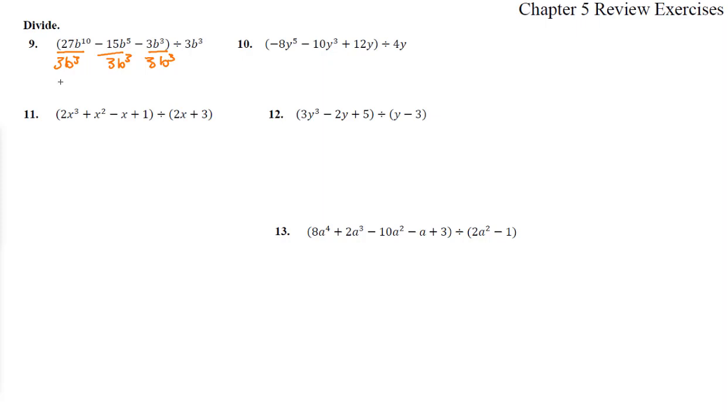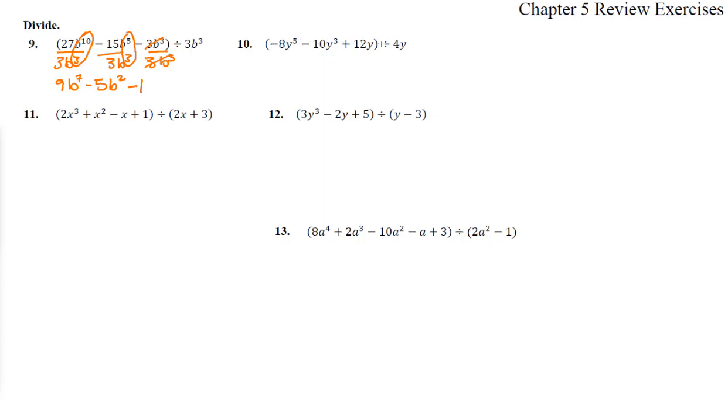So 27 divided by 3 is 9, b to the 10 minus 3. So we are subtracting those two exponents to get b to the 7th. Minus 5b squared, that's 5 and 3 that are subtracted, minus 1. And the b's completely cancel all the way out. Number 10.